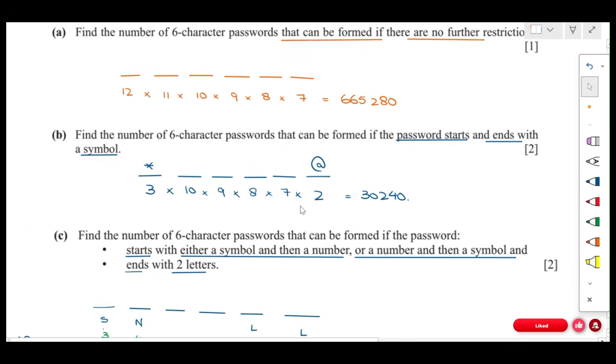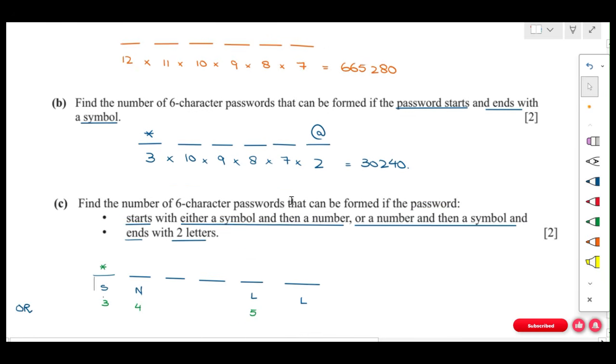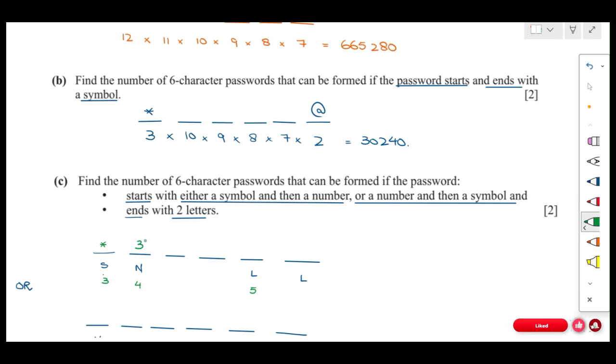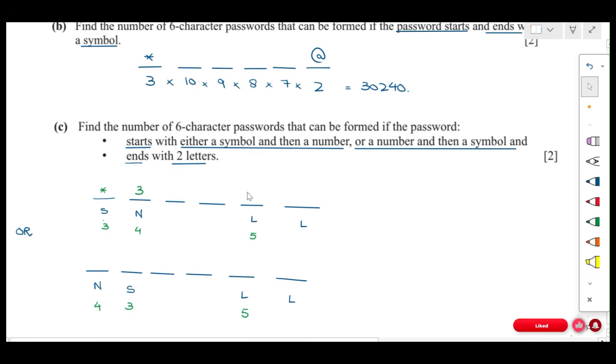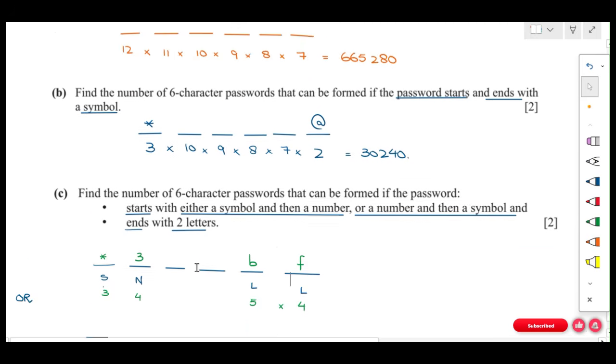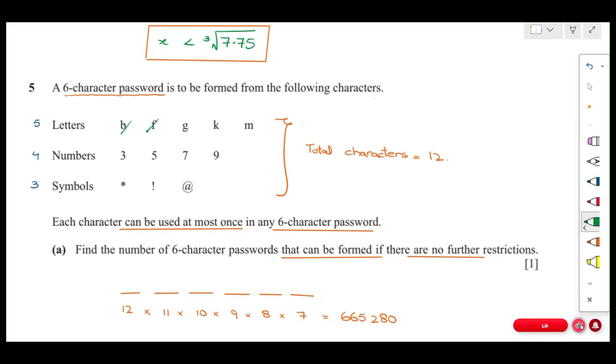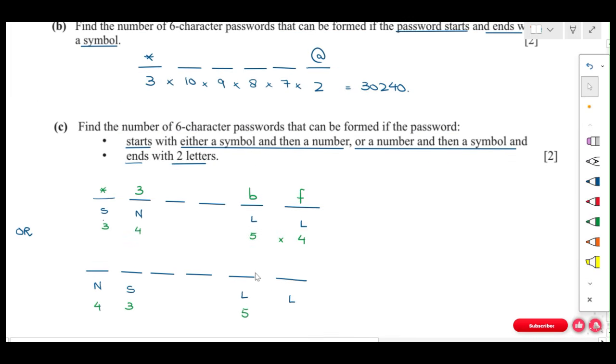So from 3 symbols, for the first option, take 1 symbol. Let's say the symbol is taken. From 4 numbers, take 1 number. Let's say 3 is taken. From 5 letters, take 1 letter. Let's say B is taken. When B is taken, how many letters are left? 4 letters are left, so F is also taken. So B, F, the symbol, and 3 are taken. How many are left? 1, 2, 3, 4, 5, 6, 7, 8. So 8 options are left.